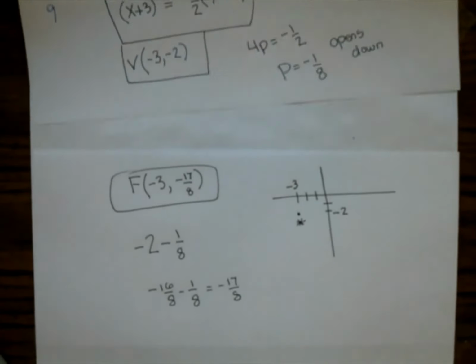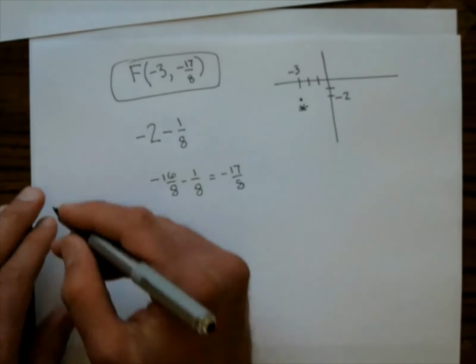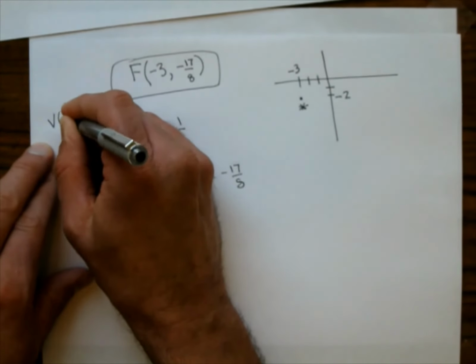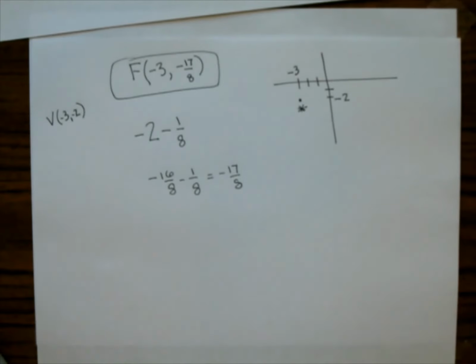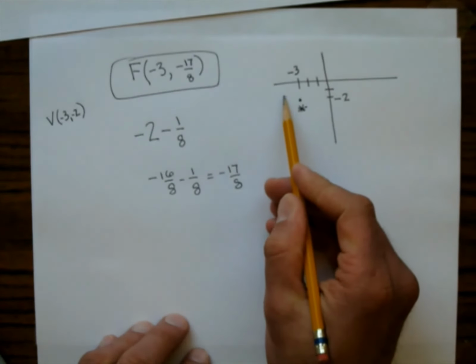Let's go ahead and do the directrix. The vertex was negative 3, negative 2. So the directrix is going to be a line that goes right above here.